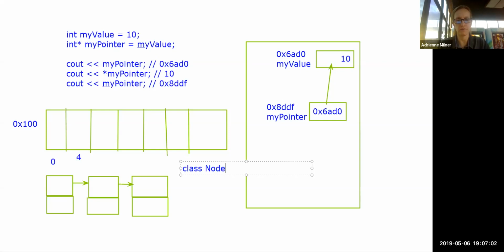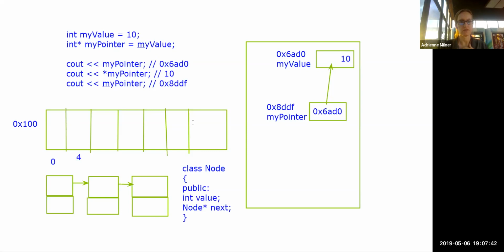class node. And I'm going to make this really brief. So public int value. And then we're also going to have a node pointer. And that's next. Okay. So this node structure here will allow us to create our list. Or I should say this class structure, this object.